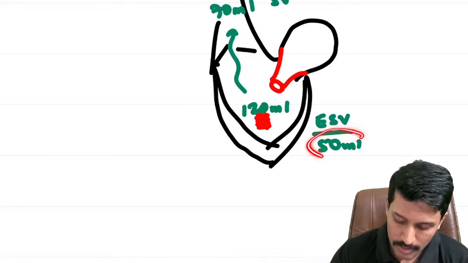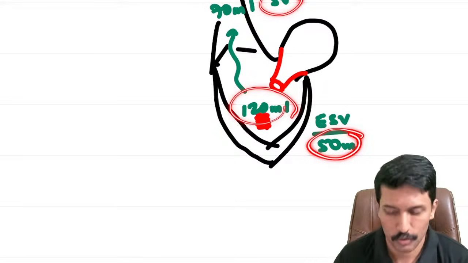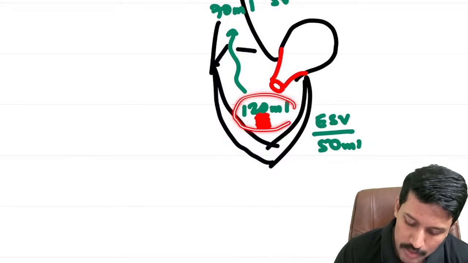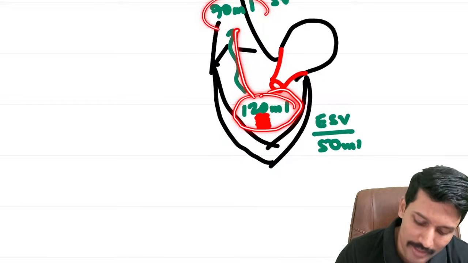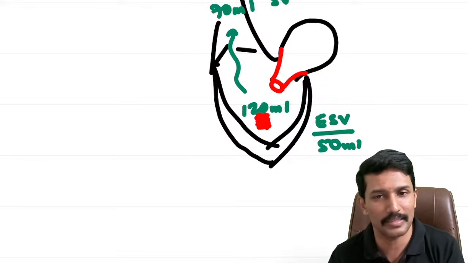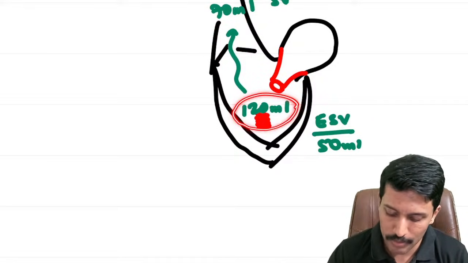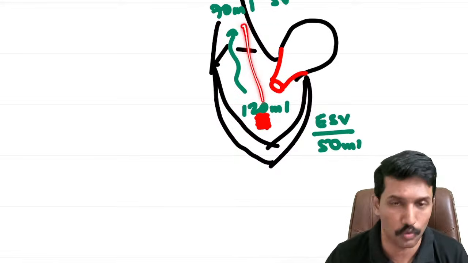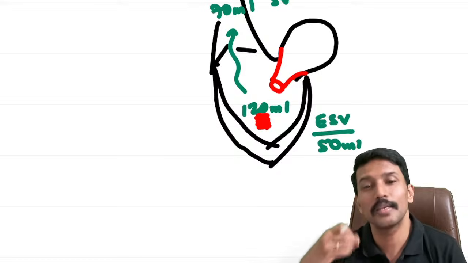Okay. So this is end systolic volume, this is stroke volume, this is end diastolic volume. Now if I express it in terms of percentage, how much percentage of end diastolic volume got ejected as stroke volume? We call that ejection fraction. So ejection fraction is nothing but the percentage of end diastolic volume ejected as stroke volume. If I eject 50% of end diastolic volume as stroke volume, then ejection fraction is 50%.